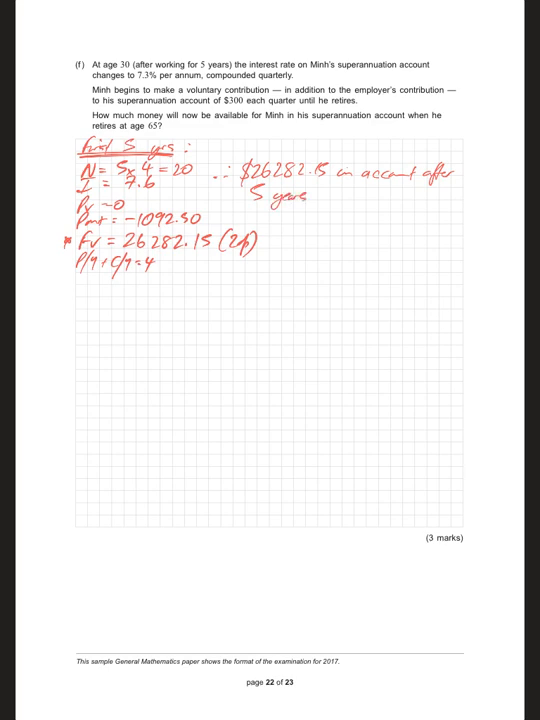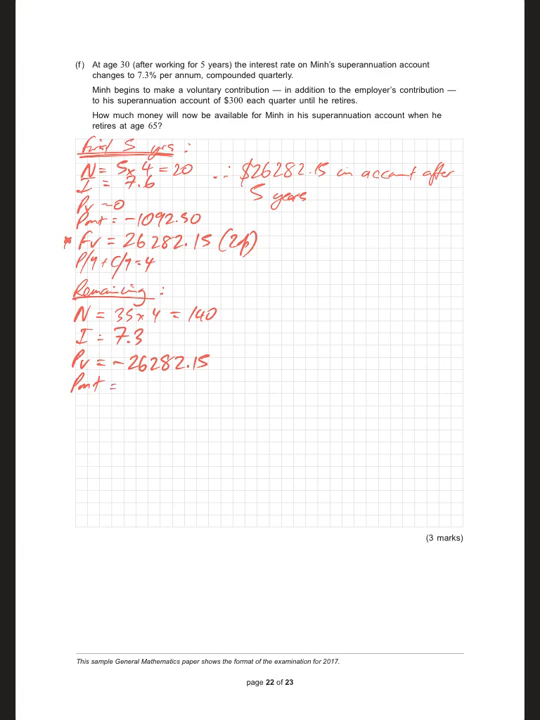after 5 years, and then the interest rate changes. From 30 to 65, so it's going to be 30. No, not 30. 65 take 30 is 35. 35 times 4 is 140. So for the remaining years, N is going to be 35 times 4, which is 140 quarters. The rate went, it didn't go up, it went down, to 7.3. PV, he started off with $26,282.15 in the account.